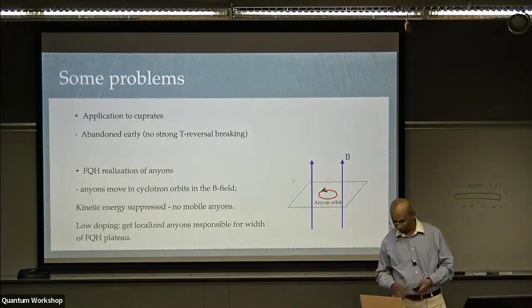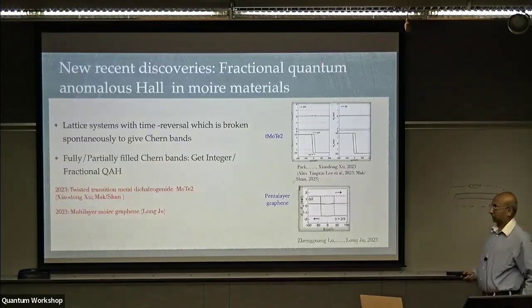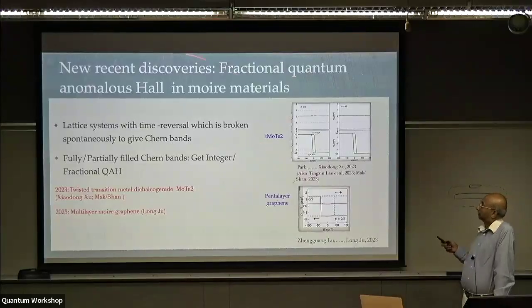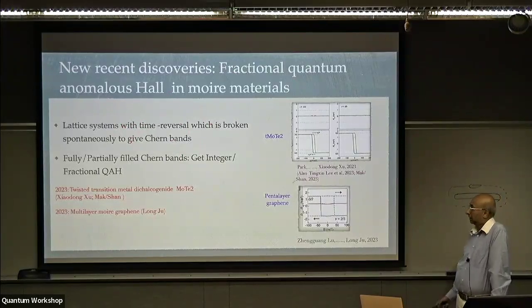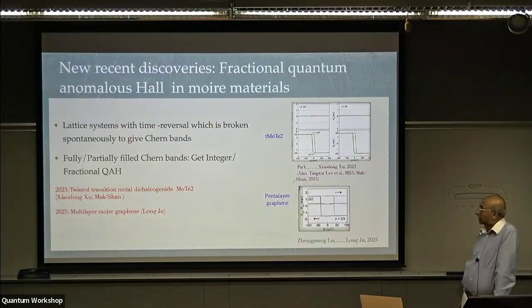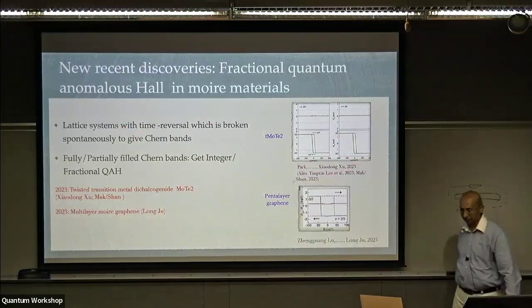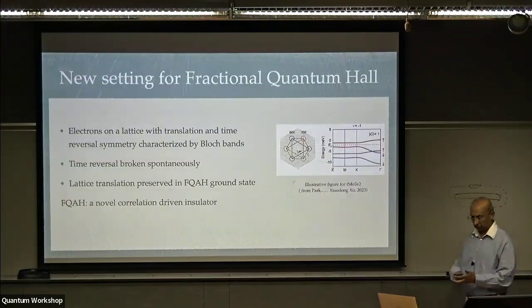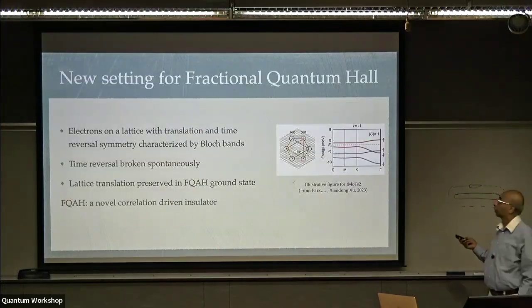And that's what's seen. Of course, as everybody in this room knows, in the last 2 years, we have this fractional quantum anomalous Hall effect in Moiré materials. So these are lattice systems with time reversal, which is broken spontaneously to give Chern bands, which are either fully or partially filled. And you get both the integer and fractional quantum Hall effect, both in MoTe2 and in rhombohedral graphene. So this we've heard enough talks on, so I'm not going to repeat. So the point is that this is a new setting for the fractional quantum Hall state.